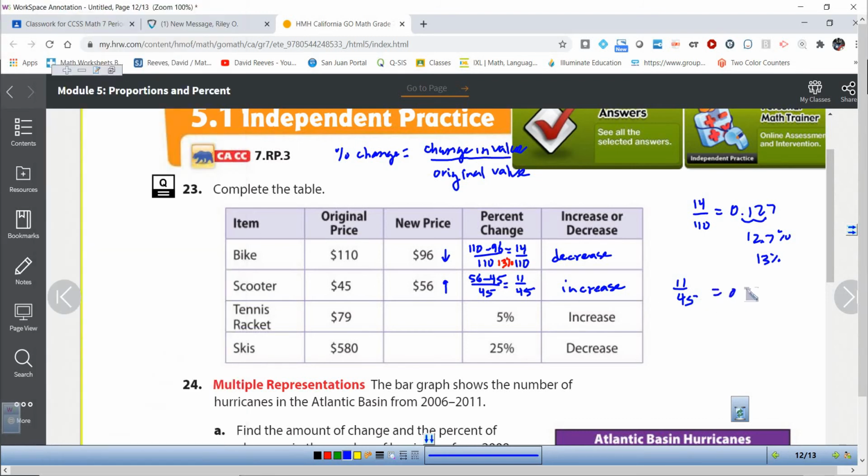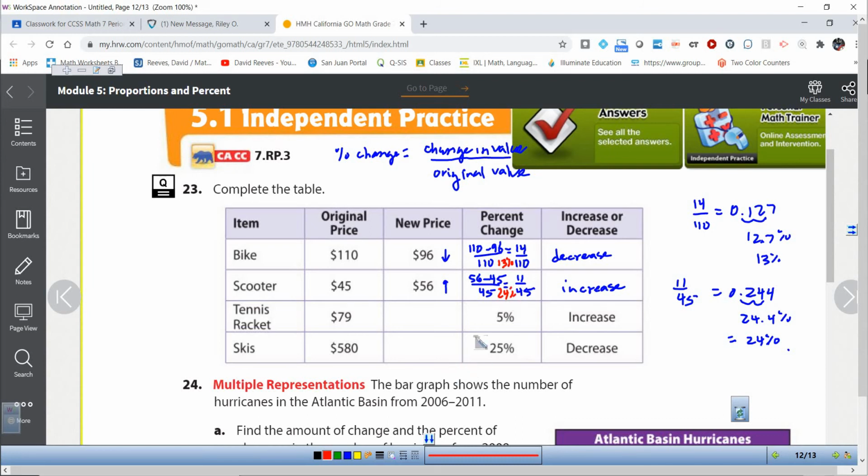0.244. Again, I'm going to move that 2 places to the left, and I get 24.4%. All right, if I round that to the nearest percent, that one's going to go down to 24% because that number is less than 5. Here, that number was 5 or bigger. If it's 5 or bigger, you round up. If it's less than 5, you round down. So this one is 24%.